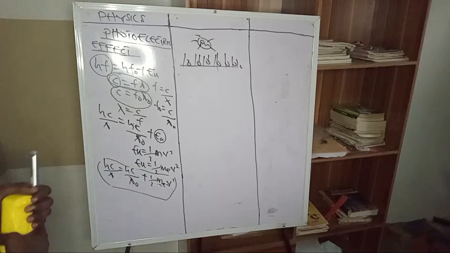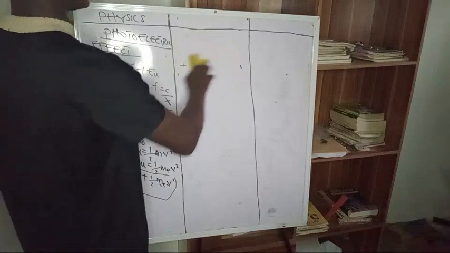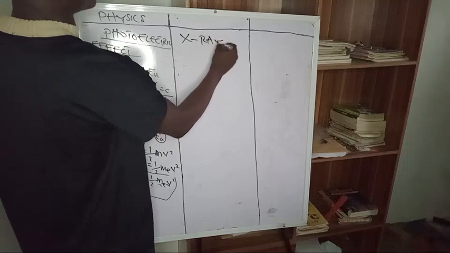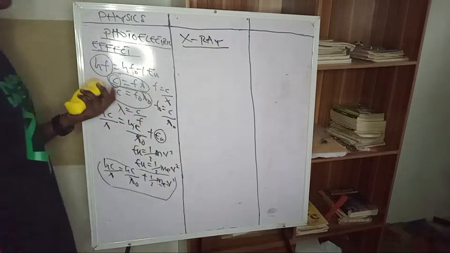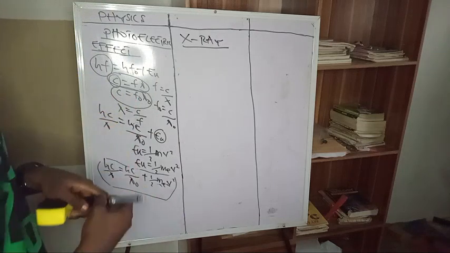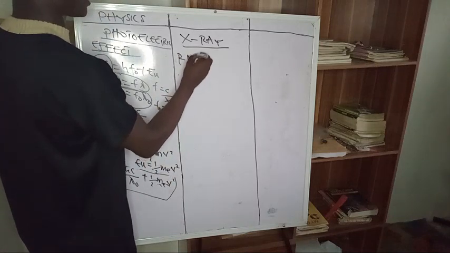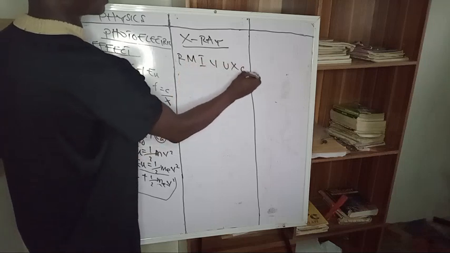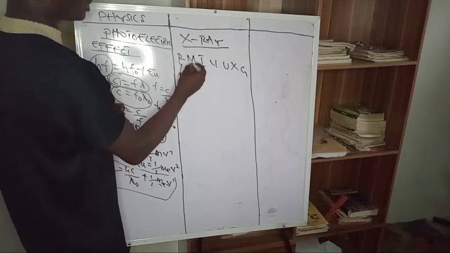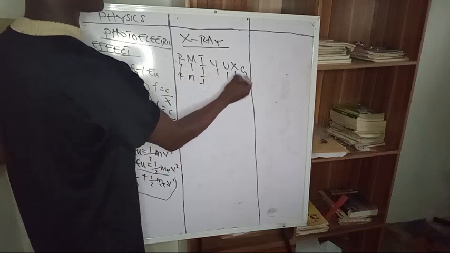So the first thing we want to look at is what we call X-rays. What is an X-ray? In the electromagnetic spectrum, you have two kinds of waves. You have a mechanical wave, which needs a material medium for propagation, and you have an electromagnetic wave, which does not need a material medium for its propagation. The spectrum has increasing frequency but decreasing wavelength: radio, microwaves, infrared, visible light, ultraviolet ray, X-ray, and gamma ray.